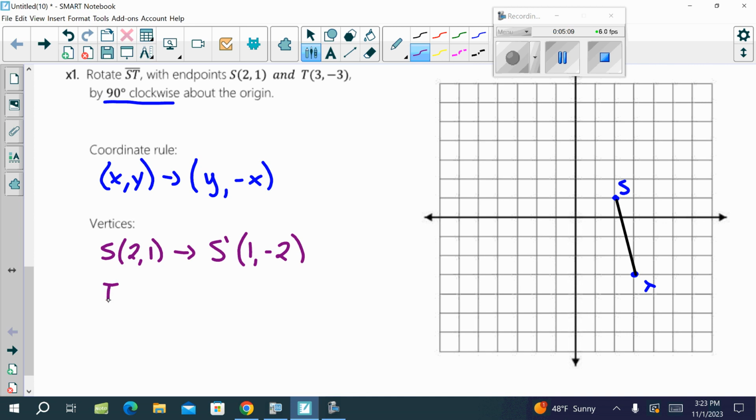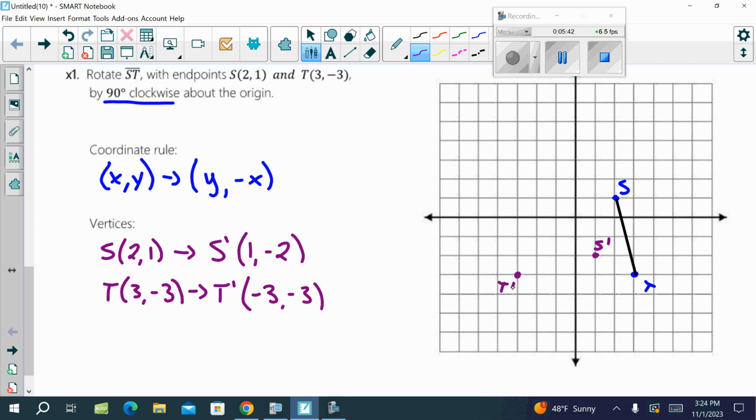And T is (3, negative 3). Apply the rule, what would T prime be? (Negative 3, negative 3). Opposite of x. It's not located around (0, 0). Would it still work? No, we'll go over those in a minute. All right, so let's plot those points. (1, negative 2). There's S prime. And (negative 3, negative 3).